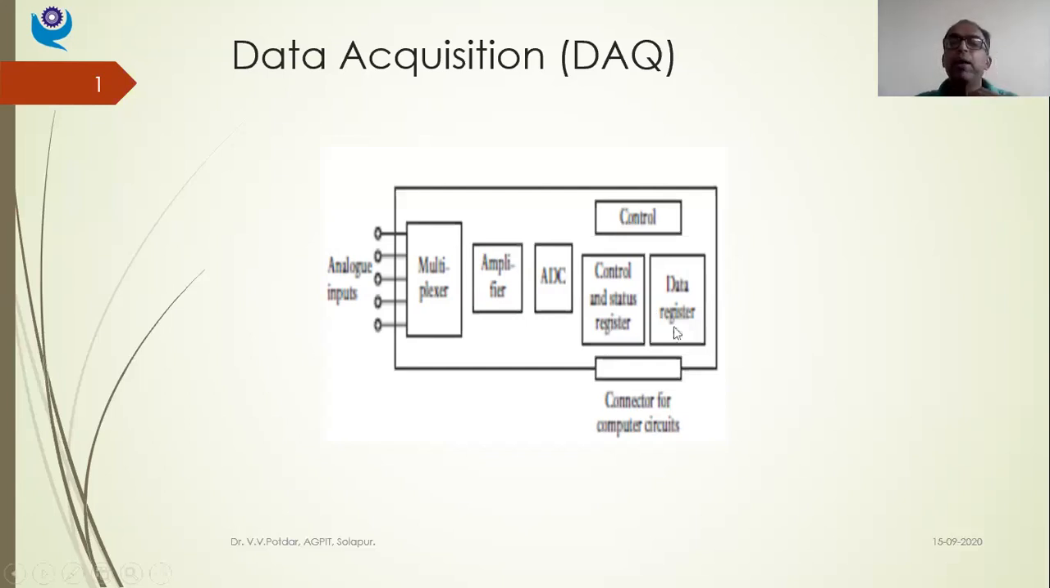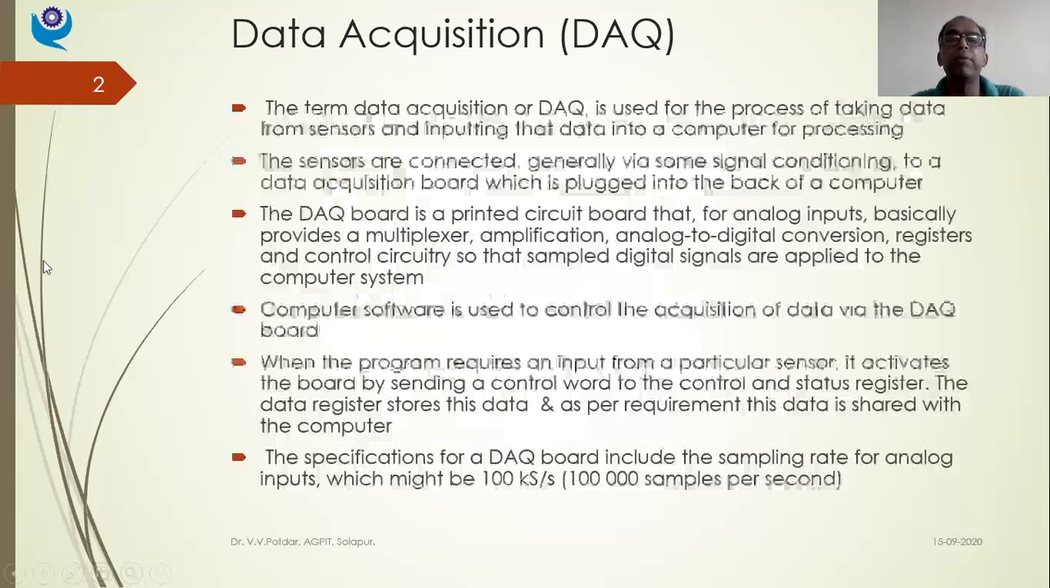So the data register will give the required data back to the computer. Then on the computer, you can either process it manually, or the computer as a controller will make a decision of its own on what to do with that signal. So this is how the data acquisition system plays a very important role in mechatronic devices. The term data acquisition, or DAQ, is used for the process of taking signals from sensors and inputting that data into a computer for processing.